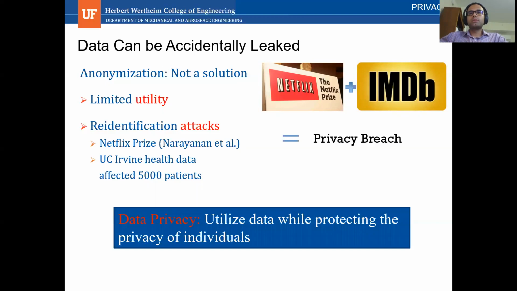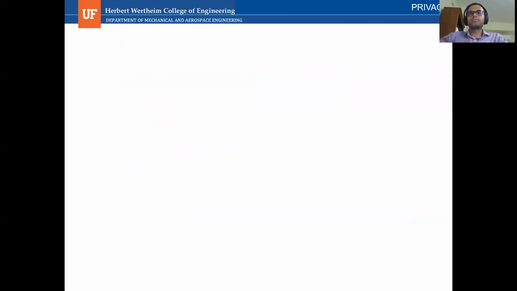There are a lot of examples of this. Perhaps the most famous one, and my favorite one, is the Netflix Grand Prize Challenge, where the researchers were able to use IMDb data, which is another movie rating company, and recover identifying information about Netflix customers.